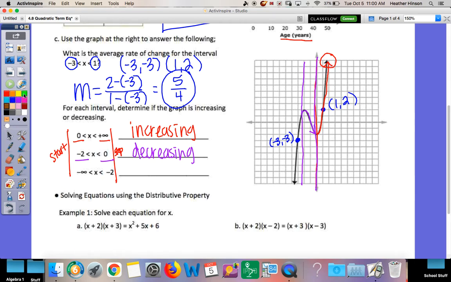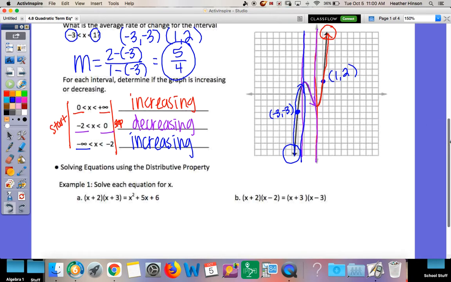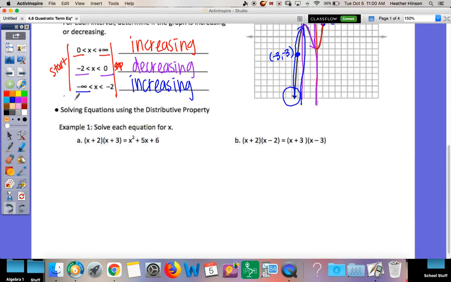Okay, and then the last one, if I start at negative infinity, so over here on the left, and I go to negative 2 and I stop right there. So from negative infinity to negative 2, did it go up or down? It went up, so it is increasing. Okay, so that was our review.